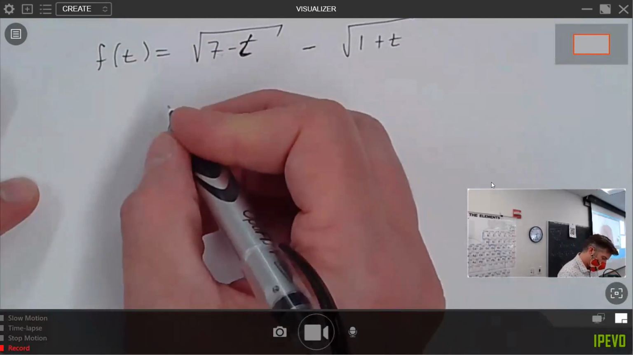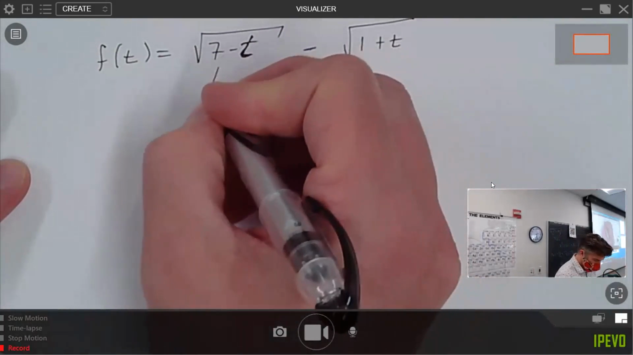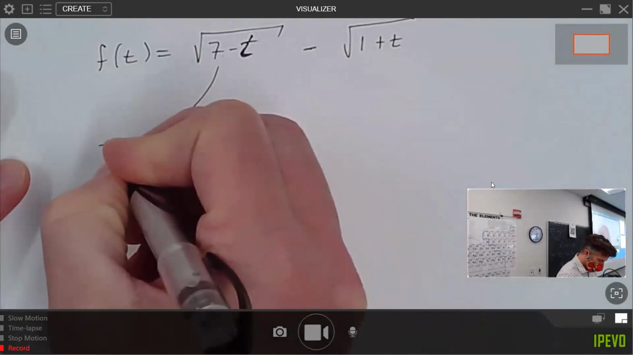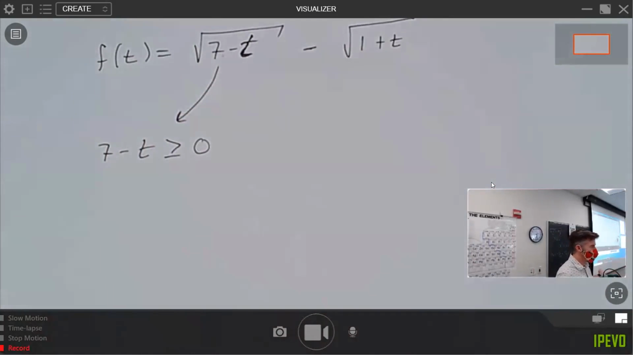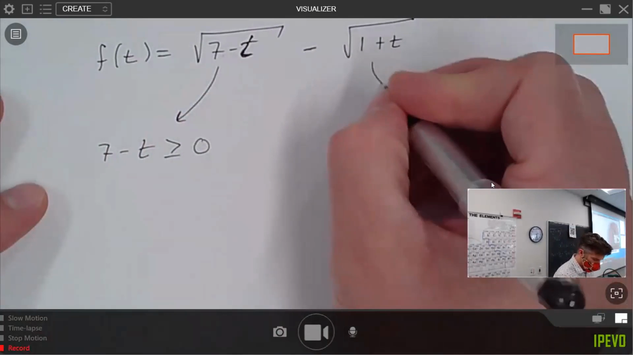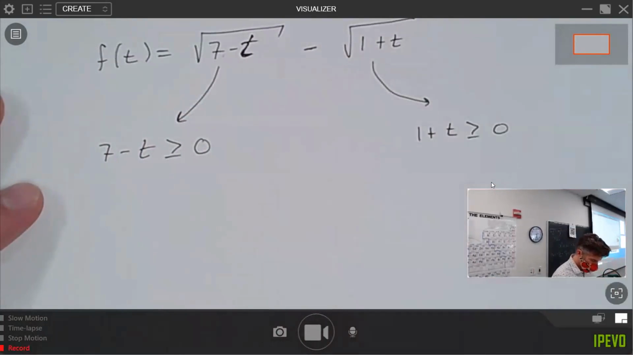All right, well, let's see. I've got 2 different competing things here. From this, I know the insides have to be greater than or equal to 0. It's always true for a square root. Same thing is also true over here. I can solve both of these inequalities.